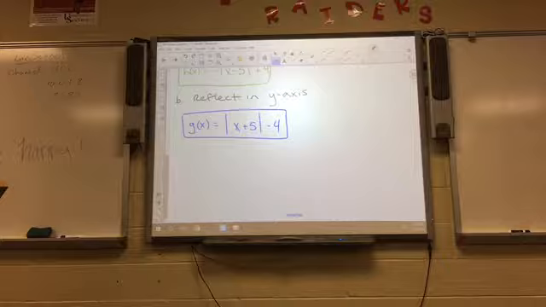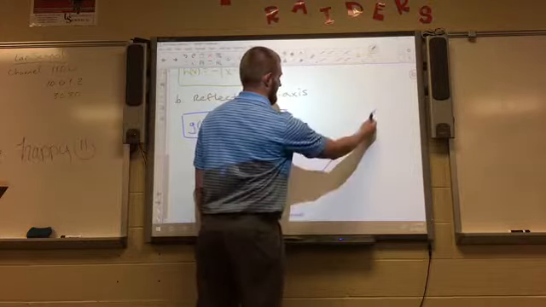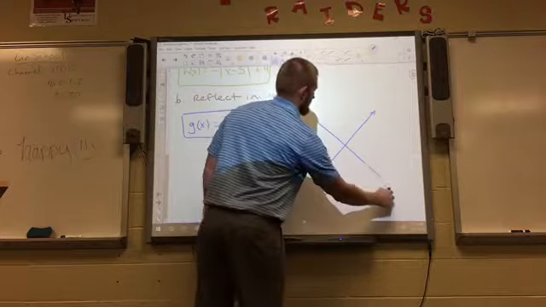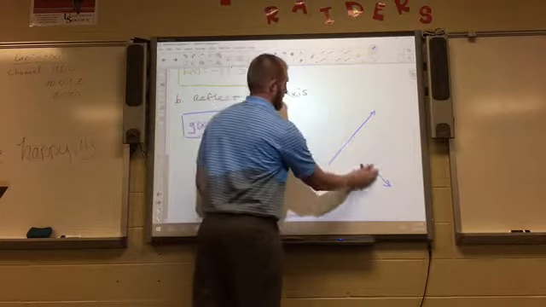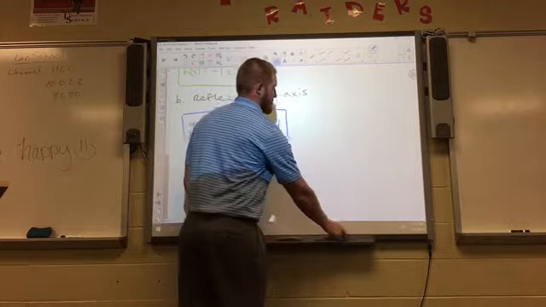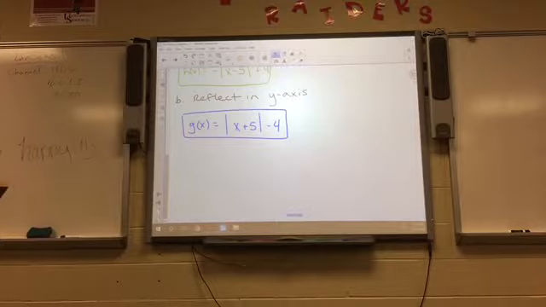Because if it's linear, let's say it's going up this way. Well, if I reflect it in the y-axis, now it's going down this way, right? Okay, so that one would work. That would be different. Okay, we'll work with some other ones that change also. Just be careful with it. Imagine the graph and what it looks like.